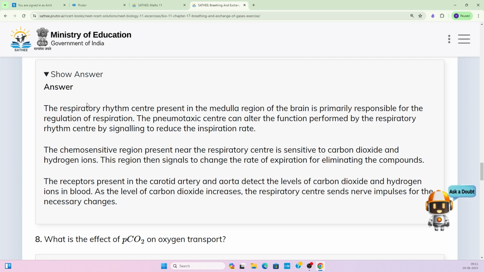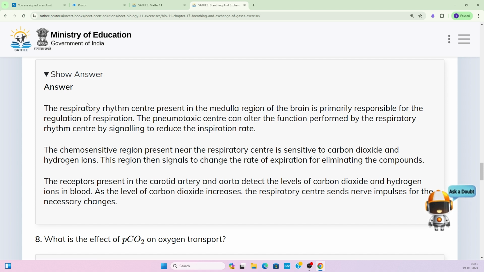So the respiratory rhythm center is present in the medulla region of the brain, and it is primarily responsible for the regulation of respiration. The pneumotaxic center can alter the function performed by the respiratory rhythm center by signaling to reduce the inspiration rate. So there is a pneumotaxic center that can sense signals related to the respiratory rhythm center, which is present in the medulla.